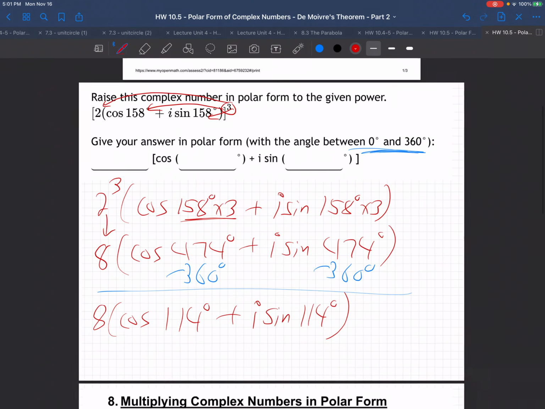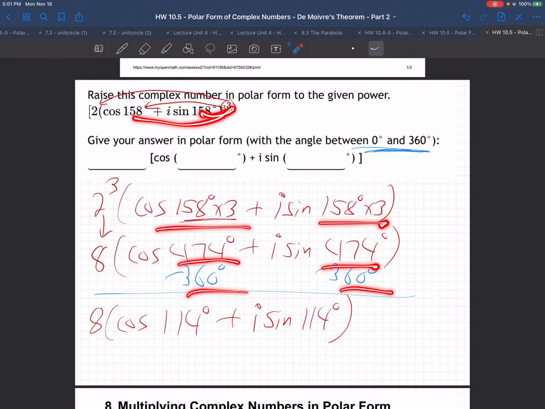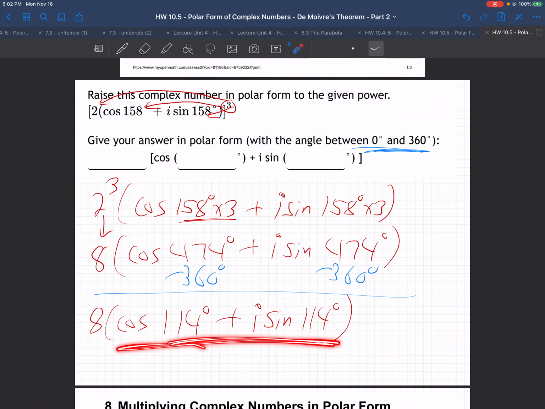So what did we do there? We raised a complex number to the third power, which meant we just powered the front number and multiplied the two angles by 3. Got 474, and then had to subtract 360 because we always want our answers between 0 and 360. So that's how you raise a complex number in polar form to a given power.